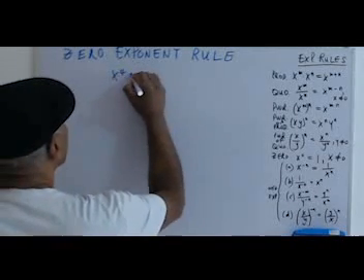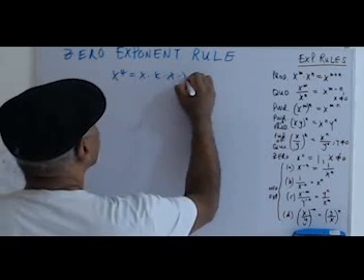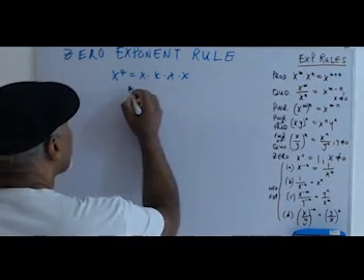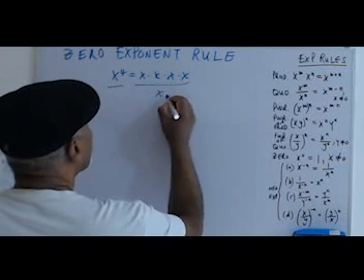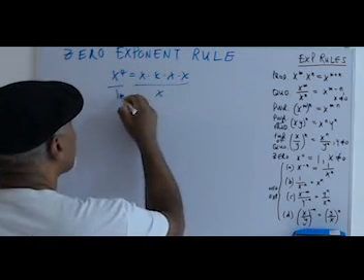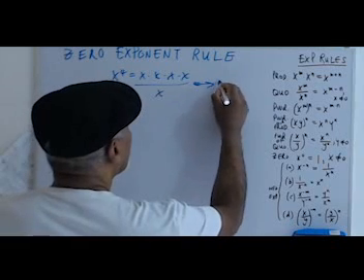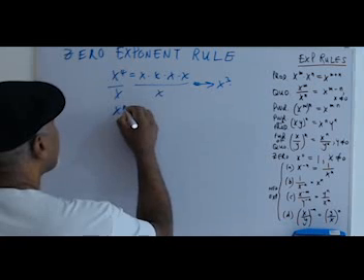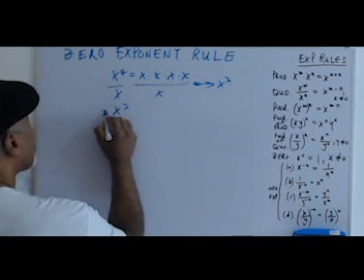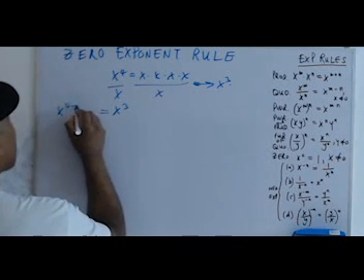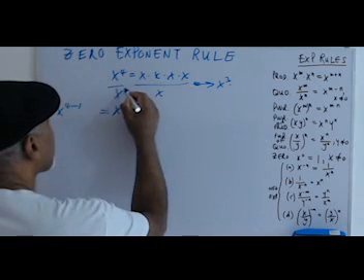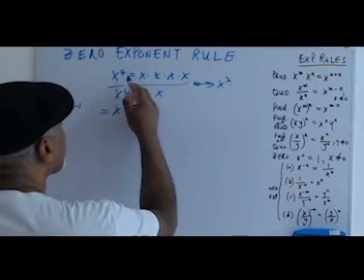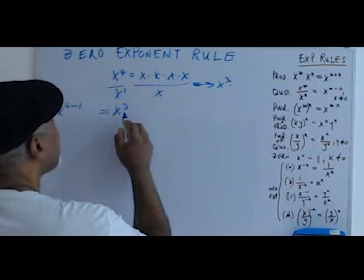X to the 4th is equal to x times x times x times x. Now, if we divide this by x, we can cancel one x, and what's left? X to the 3rd. But if we use the quotient rule, x to the 4th minus 1, because x is x to the 1st, x to the 4th minus 1 is x to the 3rd. So if we divide x to the 4th by x, we get x to the 3rd.